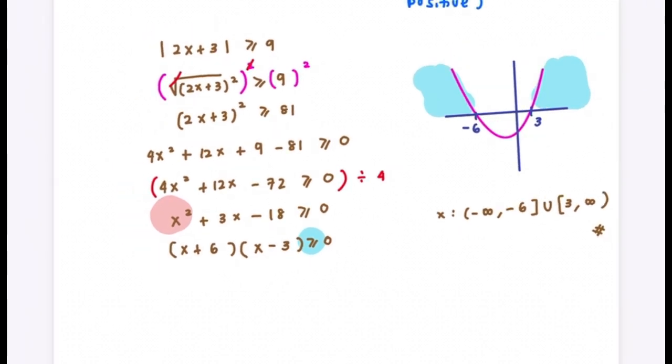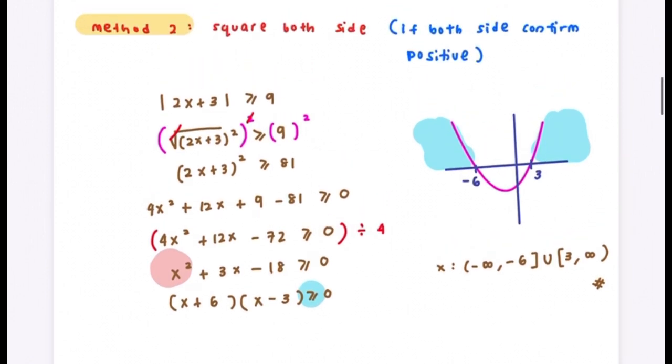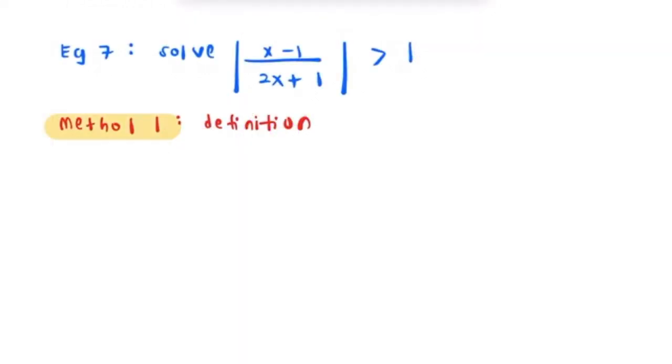So the answer is the same as the first method just now, but you are using a different solution, which is the squaring both sides method. Alright, the next example is when you have a modulus question combined with a fraction inside the modulus. So how to solve this type of question? We have two methods also.